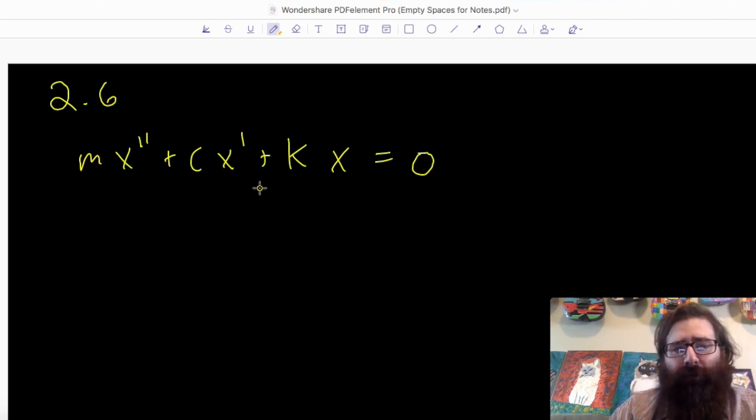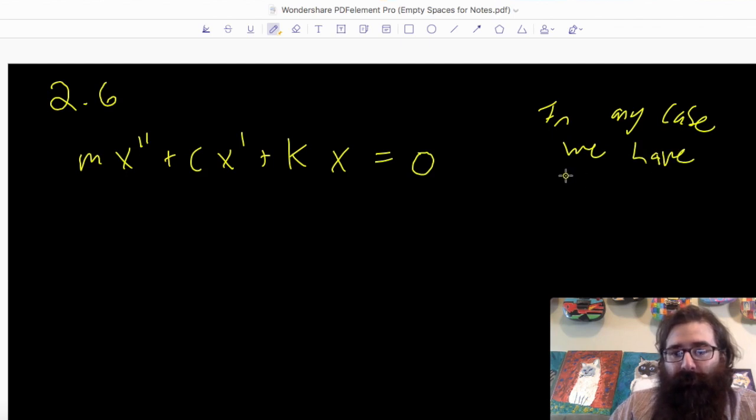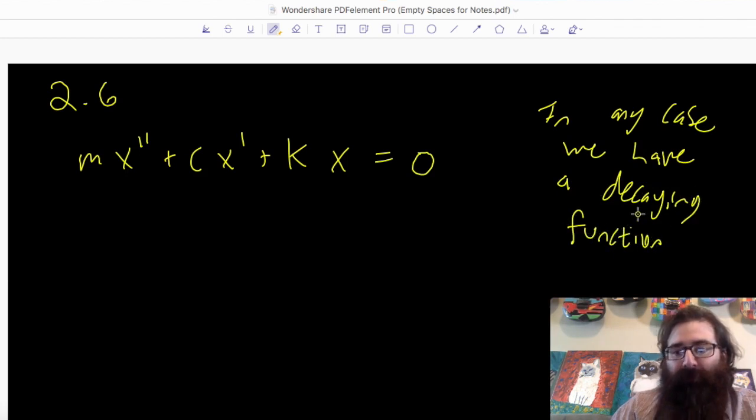So if we're talking about free motion here, then there's something actually very interesting that I can say. I can say that in any case, we have a decaying function. And I can actually show why this is.